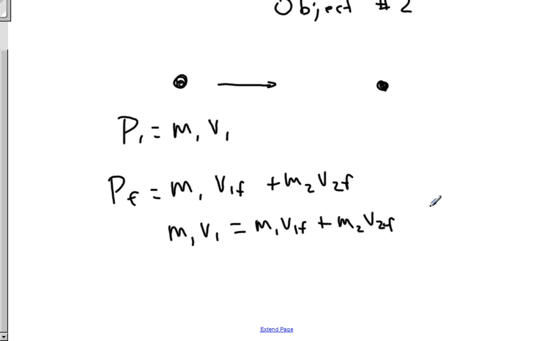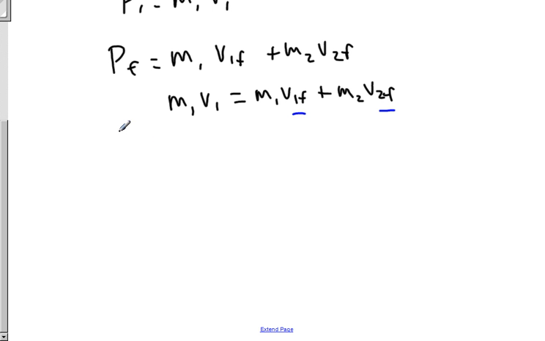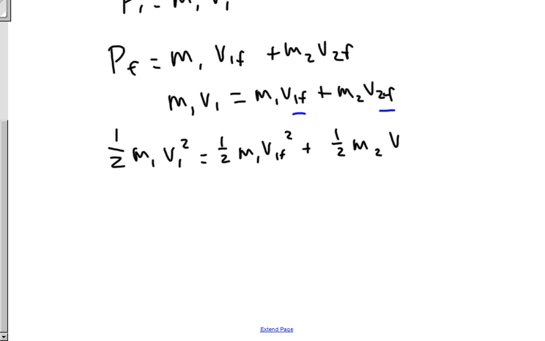And just a quick explanation of these variables: m1 is the mass of object 1, v1 is the initial velocity of object 1, v1 final is the final velocity, and v2 final is the final velocity of object number 2. And the concern is in this problem that we would not necessarily know our v1 final or our v2 final, so we have to bring in our kinetic energy equations. We say that 1/2 m1 times v1 squared, which is our initial kinetic energy of the system, is 1/2 m1 times v1 final squared plus 1/2 m2 times v2 final squared.